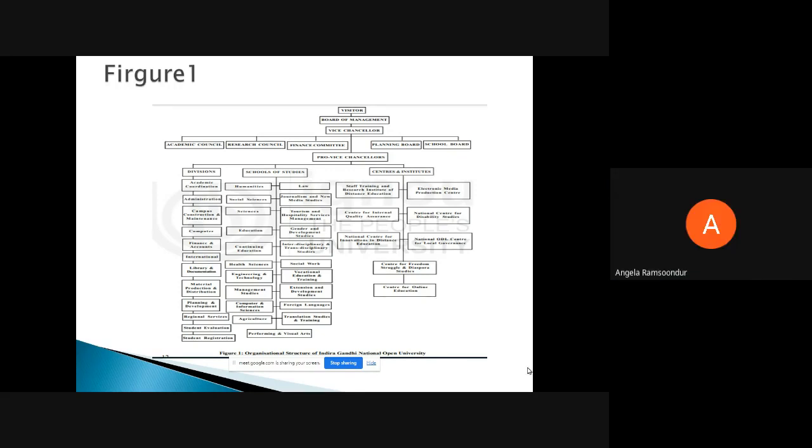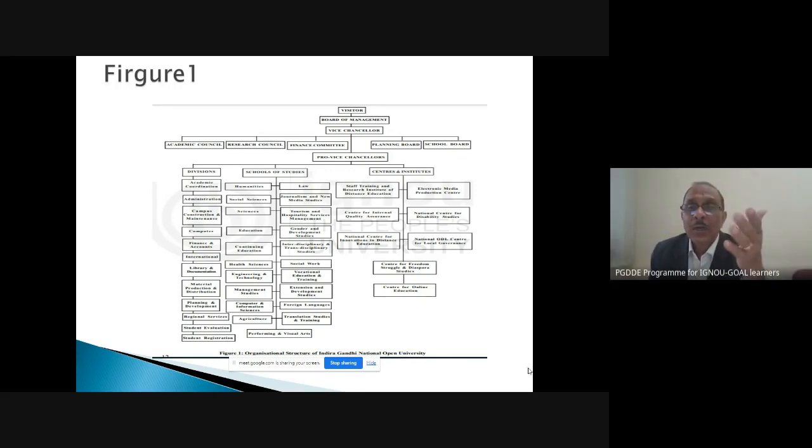This is the structure you talked about: we have the academic schools, we have the supporting divisions, and we have the centers with specialized areas of functioning. It's a huge structure, and this structure keeps undergoing some changes. Suppose another center for a specialized area is needed, they will establish it and add it.